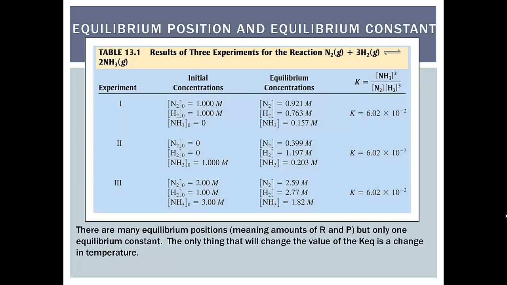Keq, again, the only thing that changes Keq's value is temperature. So if you change the concentration of one thing, everything's just going to shift around and find a new equilibrium amount, but your K isn't going to change. This allows you to solve for any unknown concentration if you're given the other amounts to start with. So here you can see there's 3 different experiments with different initial concentrations, and then at equilibrium they all have different concentrations, but your K is constant at 6.02 times 10 to the negative 2.